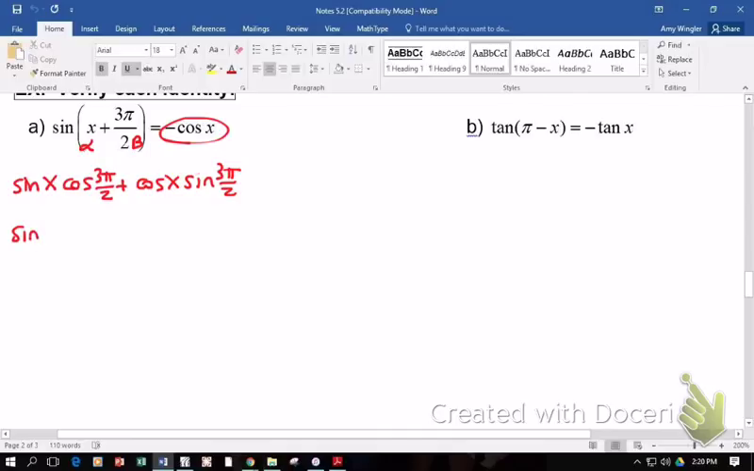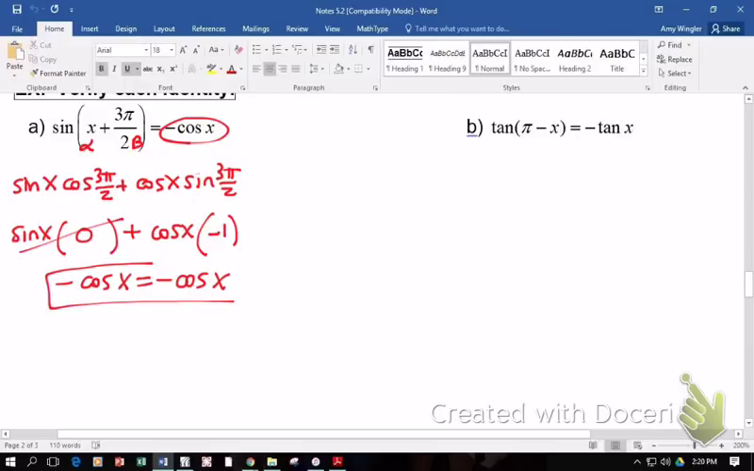I can't do anything with the sine of x, but the cosine of 3/2 pi is on my unit circle, and that's 0. The cosine of x I can't change, but the sine of 3/2 pi, the y value at 3/2 pi, is negative 1. 0 times anything is 0, and now I have my final answer. The negative cosine of x equals the negative cosine of x. So these verified problems also incorporate the unit circle.